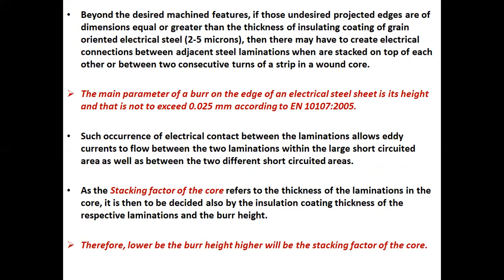The main parameter of a burr on the edge of an electrical steel sheet is its height, and that is not to exceed 0.025 millimeter according to EN 10107-2005. Such occurrence of electrical contact between the laminations allows eddy currents to flow between the two laminations within the large short-circuited area, as well as between the two different short-circuited areas.